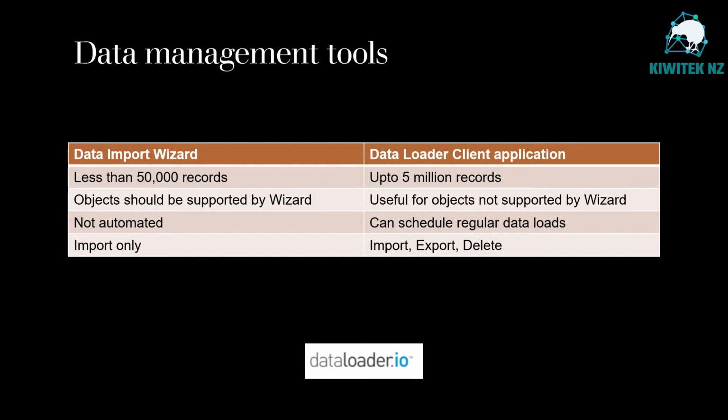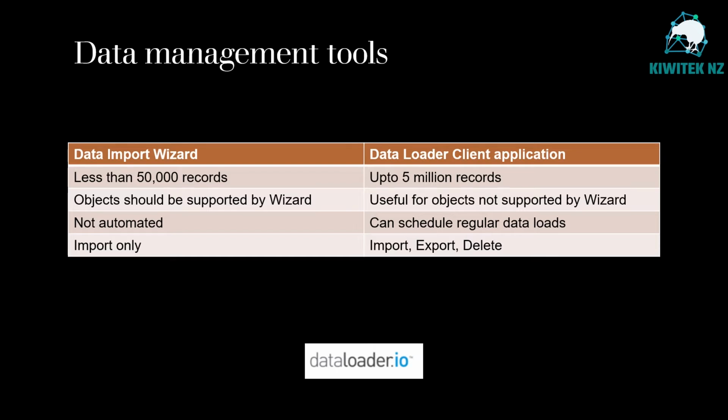For the Data Import Wizard, there are a very limited number of objects that are supported by the Wizard. There are certain standard objects, and of course, all the custom objects will be included in the Data Import Wizard. Dataloader is useful for importing data into objects that are not supported by the Wizard. For example, you can look at contact roles as one of the objects which is not available in Data Import Wizard, but Dataloader can be used to import data into contact roles kind of objects.